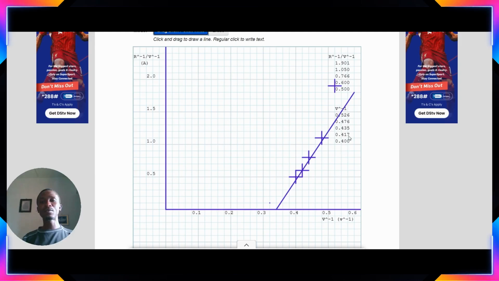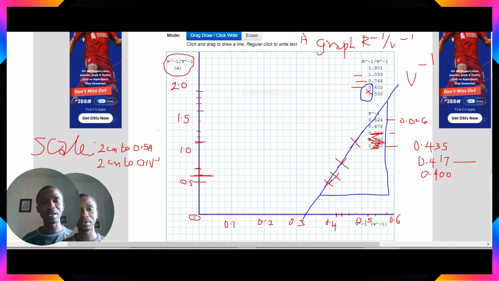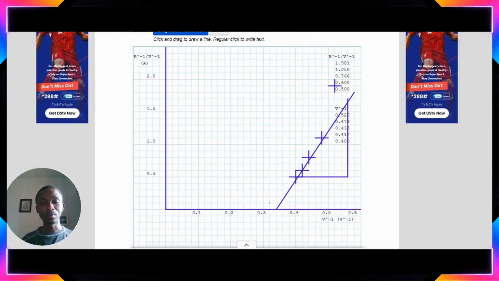Okay, I think that was good enough. I don't need to extend that. Then let me get my slope. And that's all you are expected to do. The extra thing you could add is to put your scale, as I've explained earlier on the snipping tool. Make sure you put your scale and your title, and that's just the graph, and we are done with the graph plotting.